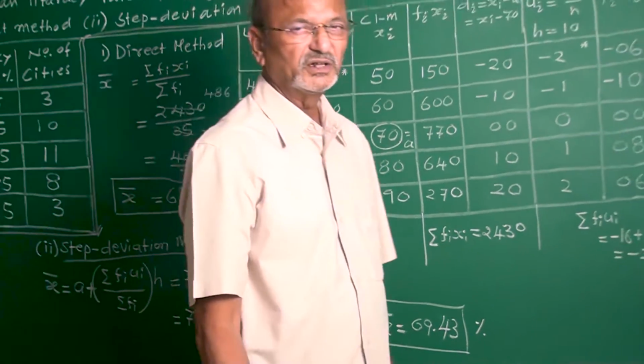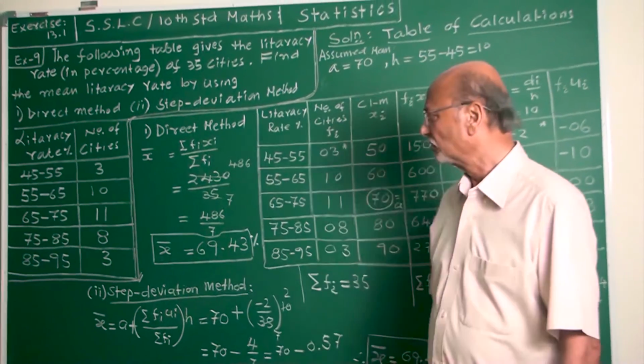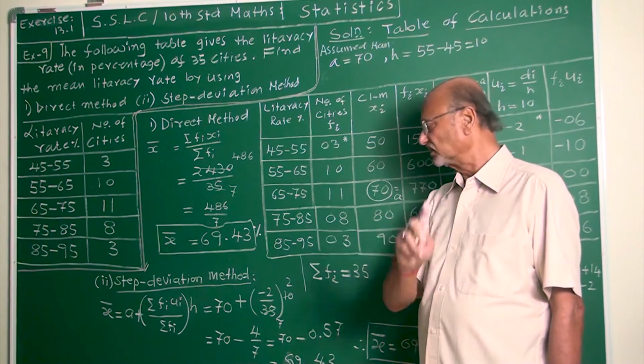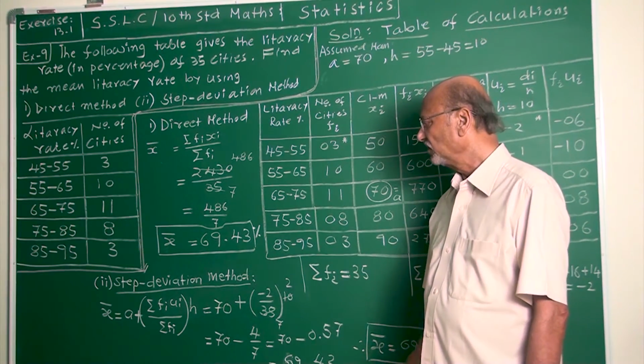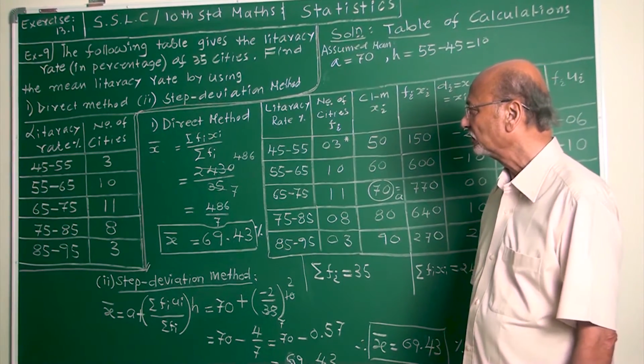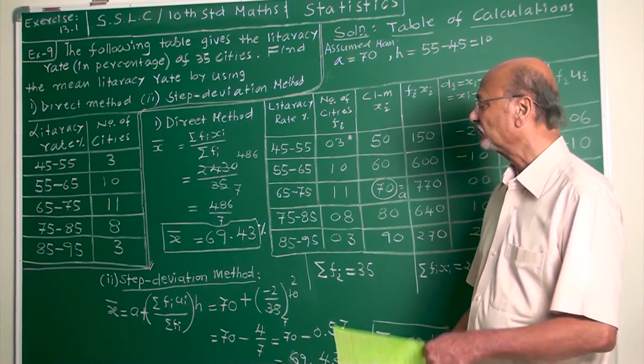Like this, normally they never go with two methods. Why? This example will come under only a 3-mark question. They will give either this method or the step deviation method. It all depends upon the examiners, my friends.